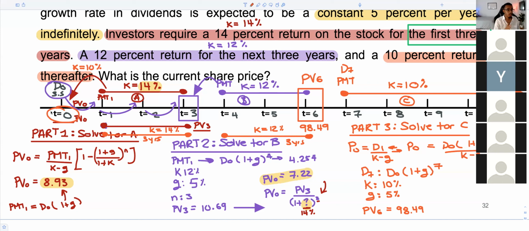We're not going to discount it for 6 years at once, we're going to discount it in buckets. For one segment, T4 all the way to T6, K is equal to 12%. So for that period of time, we have to discount it by 12%. Once we get through that period of time, we can move on to the other period of time.